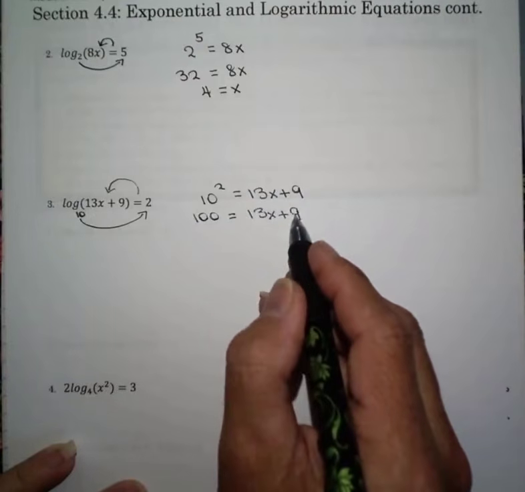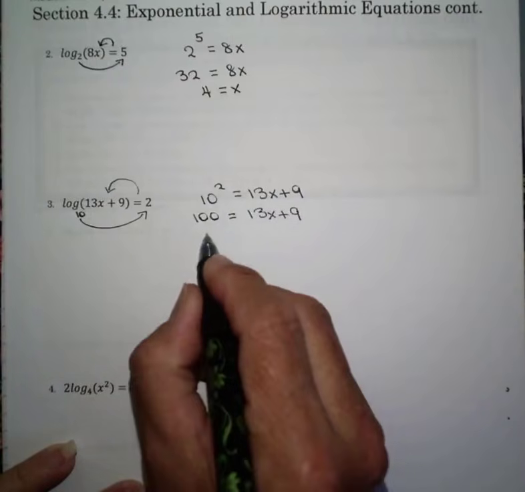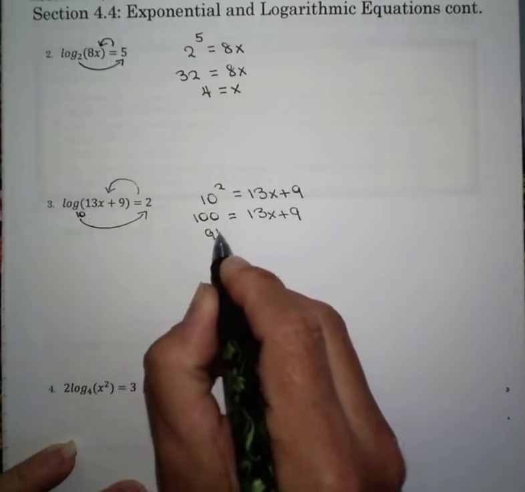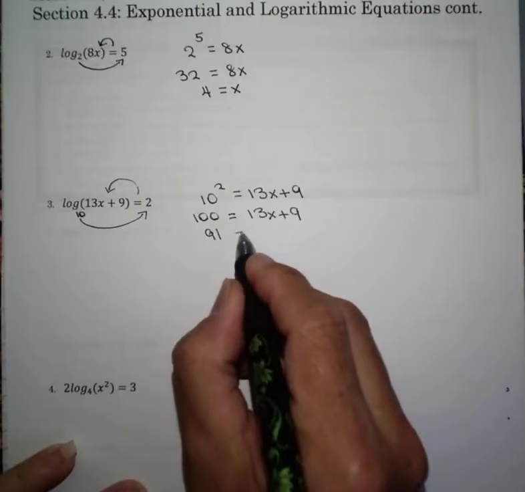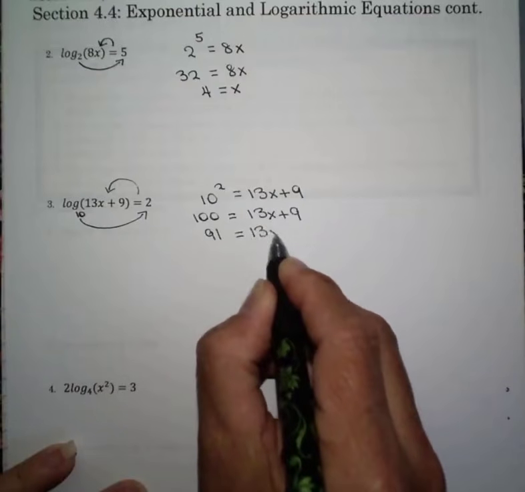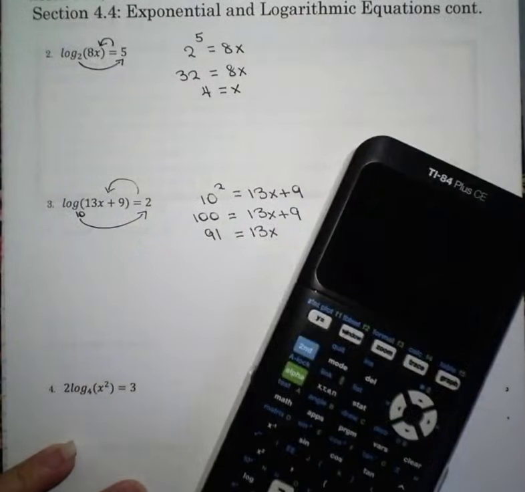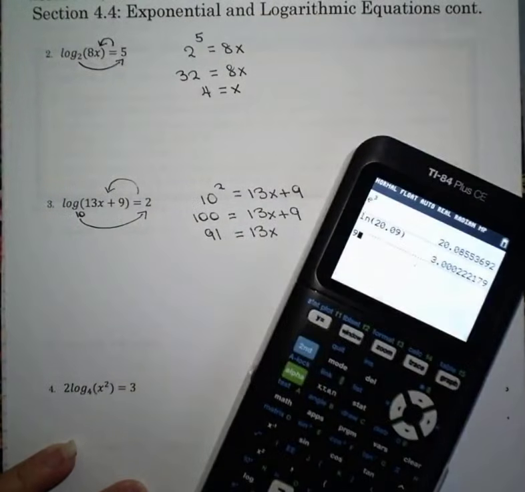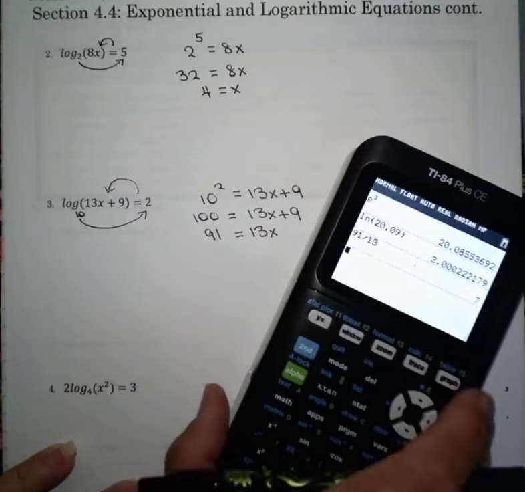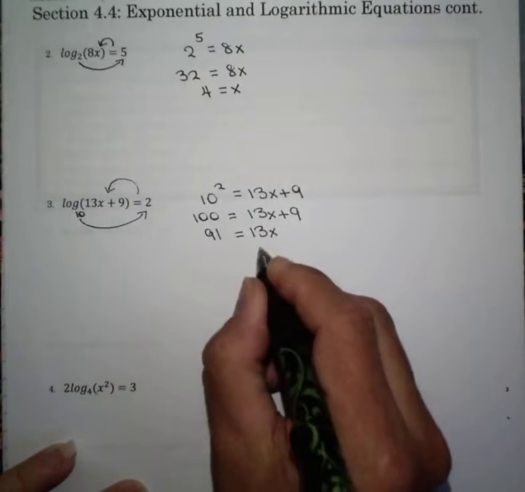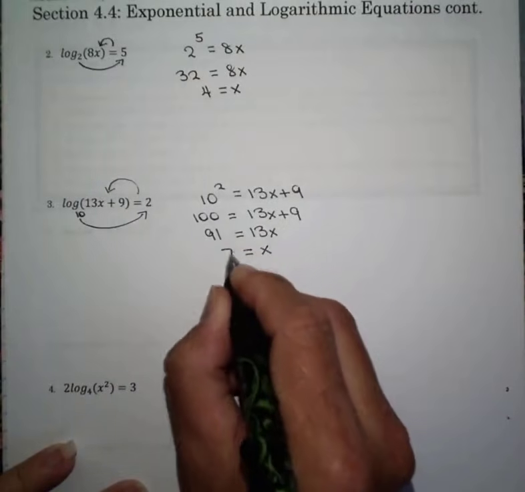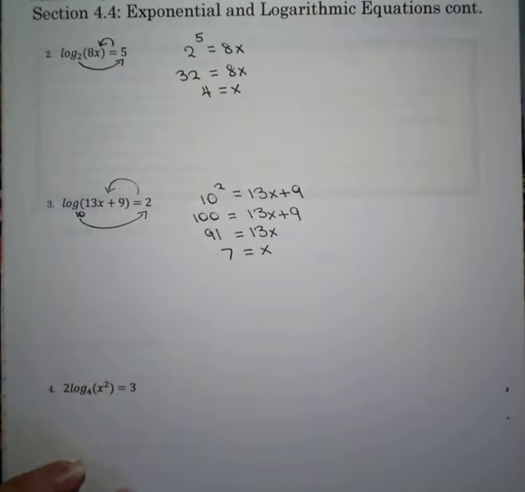I do want to subtract 9 from both sides. And when I do, I end up with a 91 over here, don't I? Is equal to 13x. And then I want to divide both sides by 13. So that one, maybe they divide evenly. Let's see. 91 divided by 13. They do. It comes out to be 7. So I'm going to say x is equal to 7. So that was not very hard.